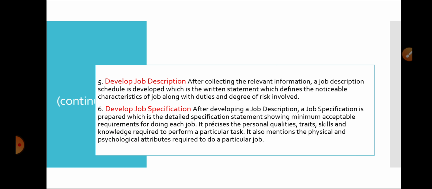Next is develop job description. After we have collected the relevant information about the particular job, we have to describe and summarize the points of the job description. The next is develop job specification. When we are specifying the job, we have to see that the person is capable of doing the job. He has to be emotionally stable, he has to be qualified, he has to be trained enough. These points of job specification come in when we are developing the job specification of a particular job.